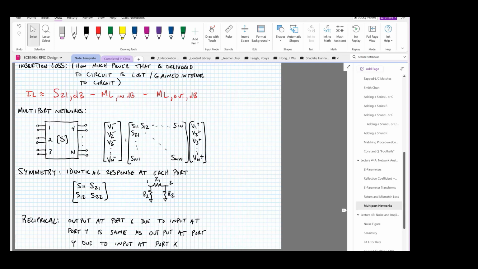You'll notice a couple of things about the network. Each row more or less tells me what the response is from the row number to every other port. And the diagonal will always have more or less what the reflection coefficient is going into any one port. That's assuming all the other ports are matched.